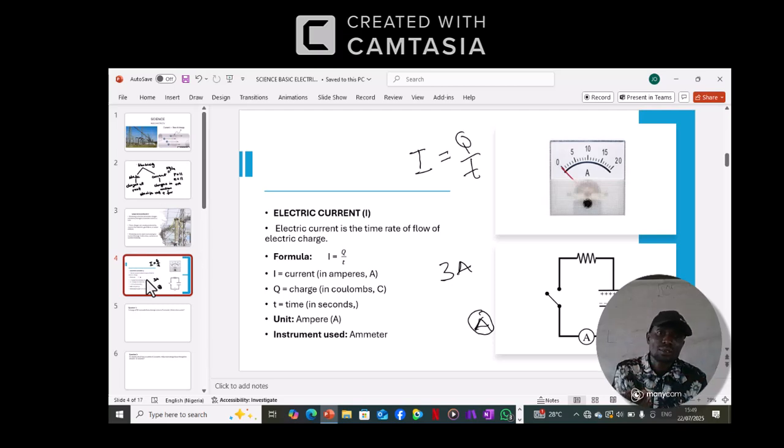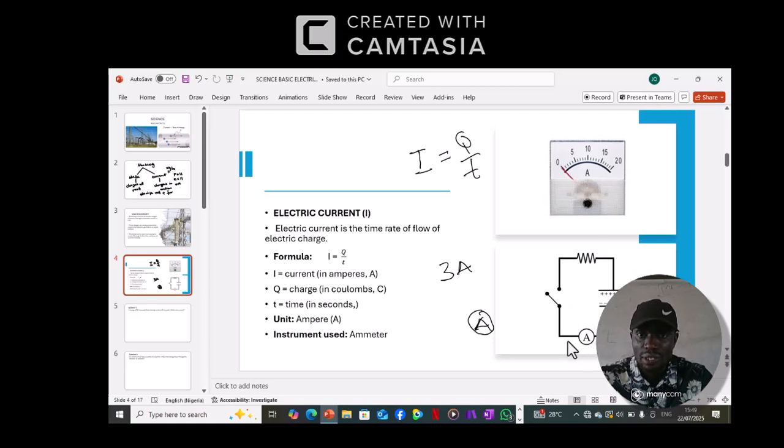Whether current is low or high, what determines it is the rate of flow. That is why we want to make use of this formula. Now let's look at these circuits. We are still coming back to circuits, electric circuits, so I'm going to explain this for you.